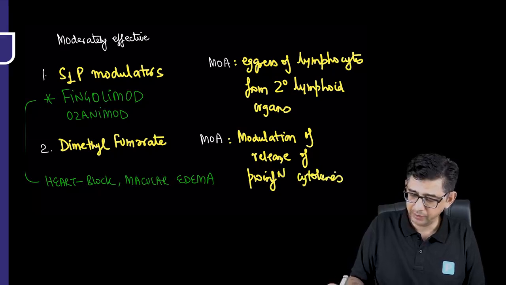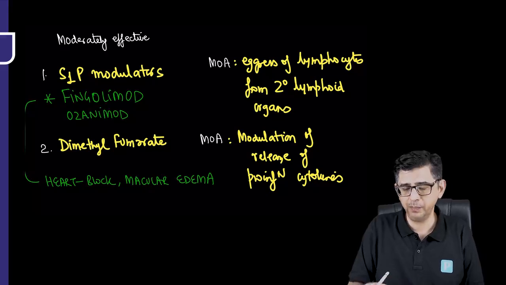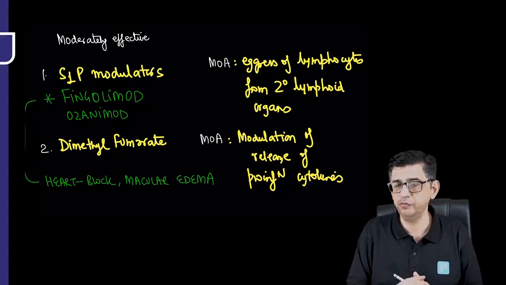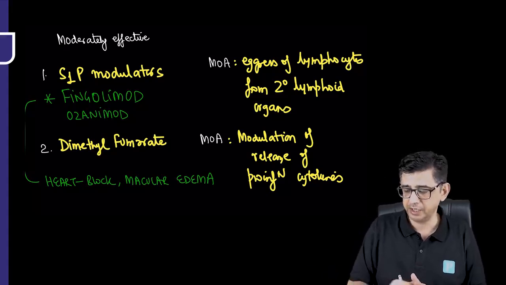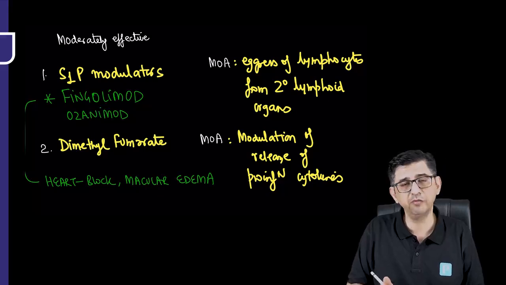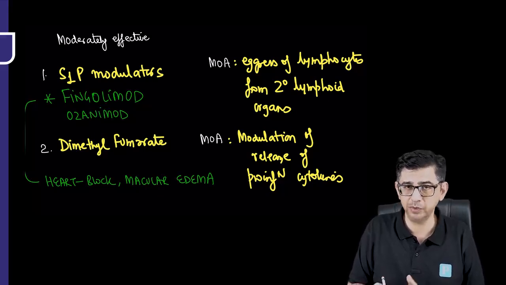be working. And there are two drugs that I mentioned, sphingosine 1-phosphate modulators and dimethyl fumarate. One will act by preventing the egress of lymphocytes from secondary lymphoid organs. The second one will modulate the release of pro-inflammatory cytokines. And these molecules would be considered moderately effective for management of the relapsing variety of multiple sclerosis.